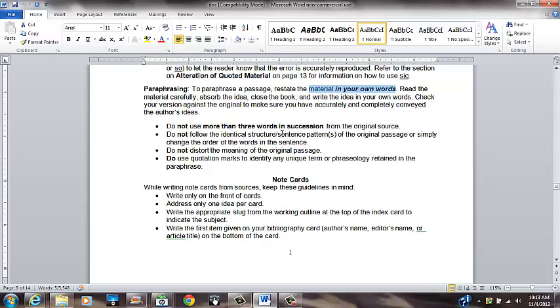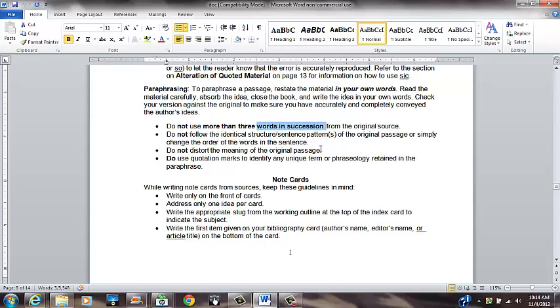So let me give you some do nots for paraphrasing. Do not use more than 3 words in succession, 3 words of the author. The reason why is because if you do, you're no longer paraphrasing, you're quoting. Do not follow the identical structure, sentence patterns of the original passage, or simply change the words in order. And the reason why is because, again, we want this to be a paraphrase of the author's main ideas, not the author's wording. And do not distort the meaning of the original passage.